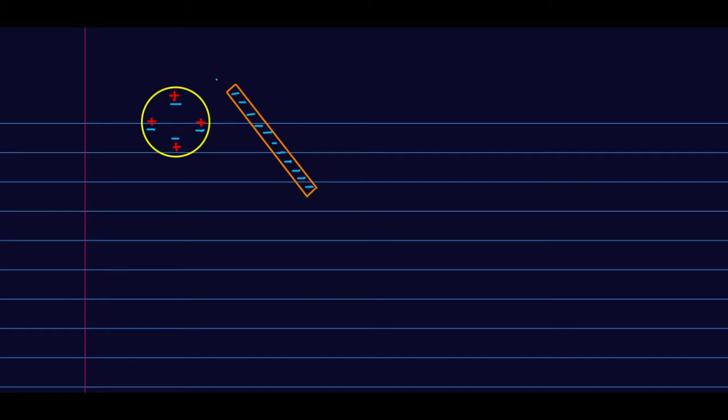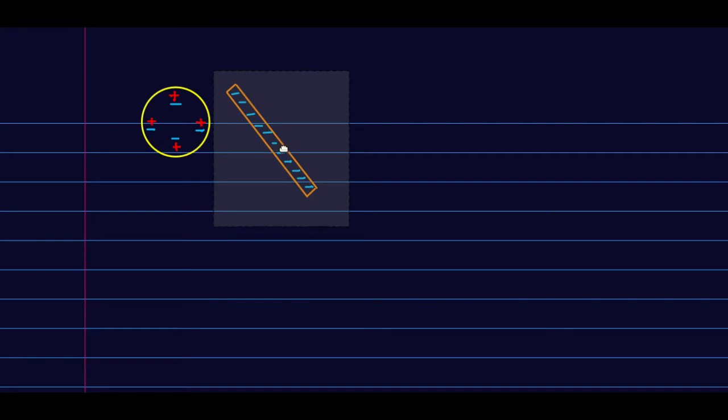Here's a negatively charged plastic rod. I haven't bothered to draw the positives in it, and that's because it's going to remain negatively charged throughout this. So let's talk about why, when we touch this negatively charged rod to this neutrally charged ball, the charge transfers so that the ball ends up negatively charged.